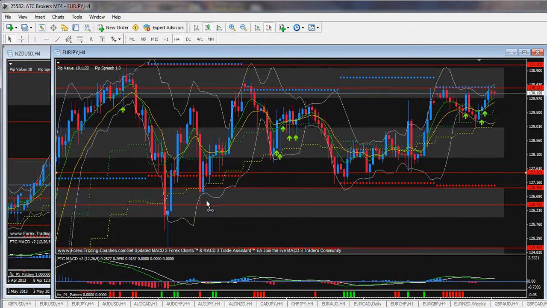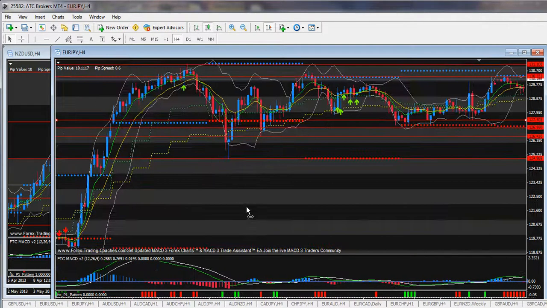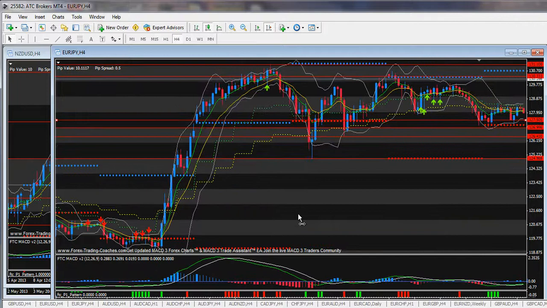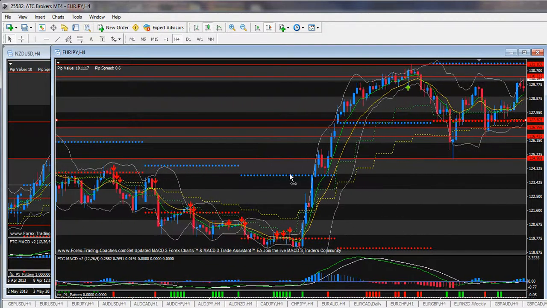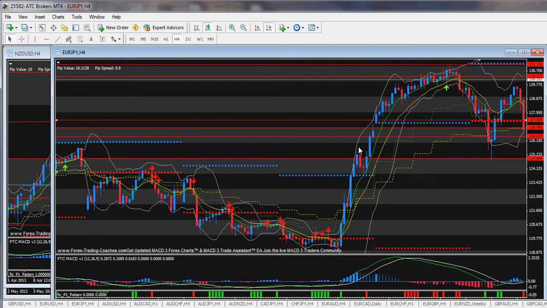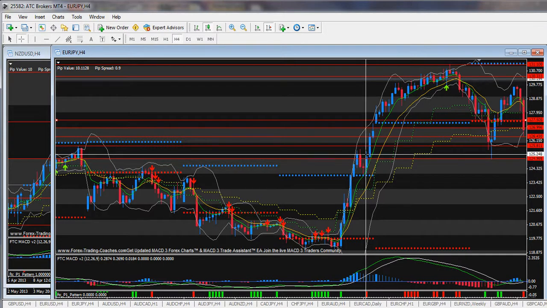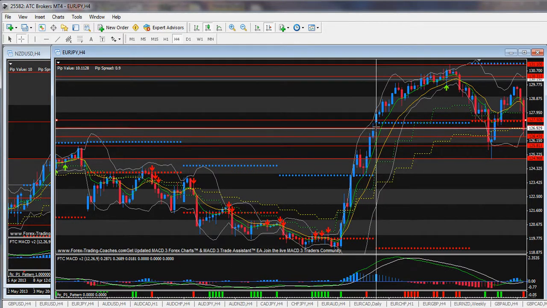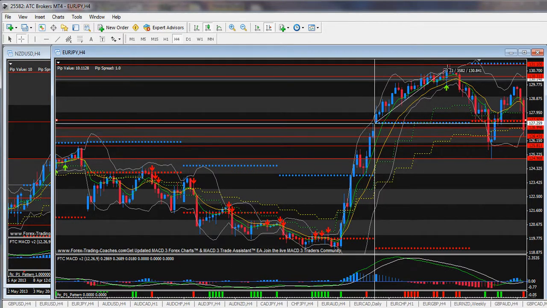Where's an example? See if I can find one here. It's kind of been ranging around for a bit. But for example, if you had this level drawn, right here, that's a good one. See this level over here? What happened when we got there? Rejected around a little bit, and there was a little bit of a sell-off. But then guess what? It blew through it by a candle or 2. And what happened after that? More buying to next levels of support or resistance.